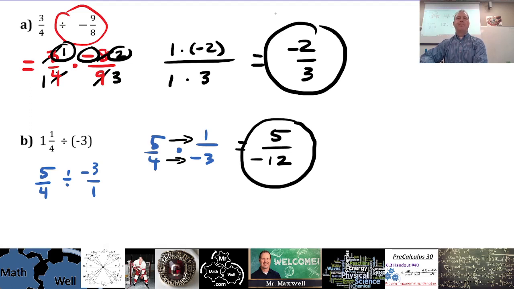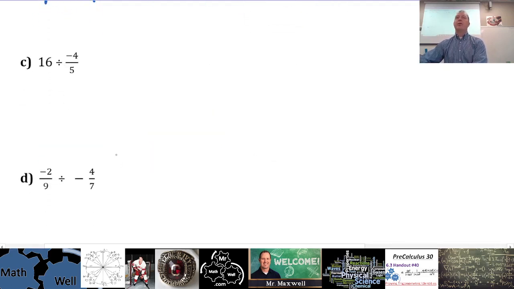If you have 3 numbers in a row that you're multiplying or dividing, you just do the first 2 as separate, and then get that result, and then multiply or divide by the third one. So just do the first 2 at a time always, if it's a string of multiplications or divisions. Okay, so do C and D on your own, and see what you can come up with.